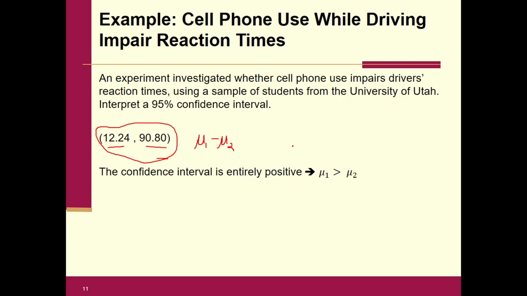So I will tell you this, that whatever you found for your confidence interval, your hypothesis test is going to tell you exactly the same thing, and vice versa. So remember what our hypothesis test told us. It told us that mu1 is greater than mu2. That's what we should expect then for our confidence interval. Okay? That our confidence interval is entirely positive and it's telling us that mu1 is greater than mu2.